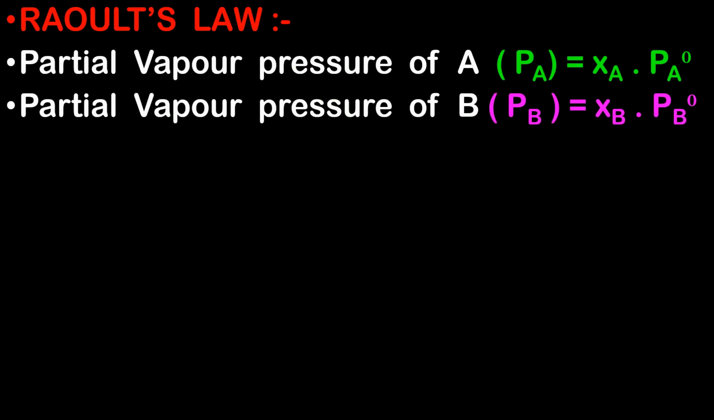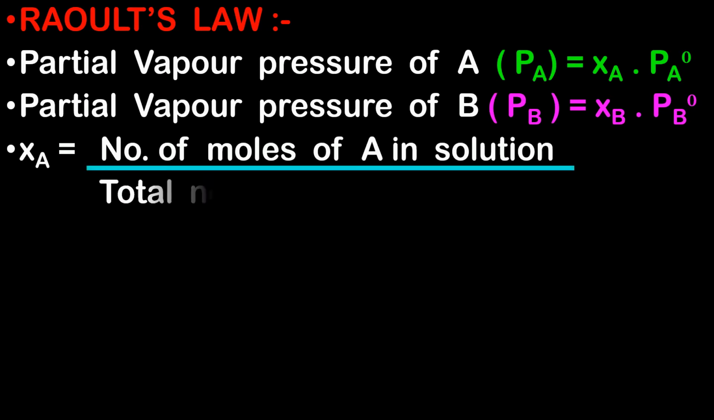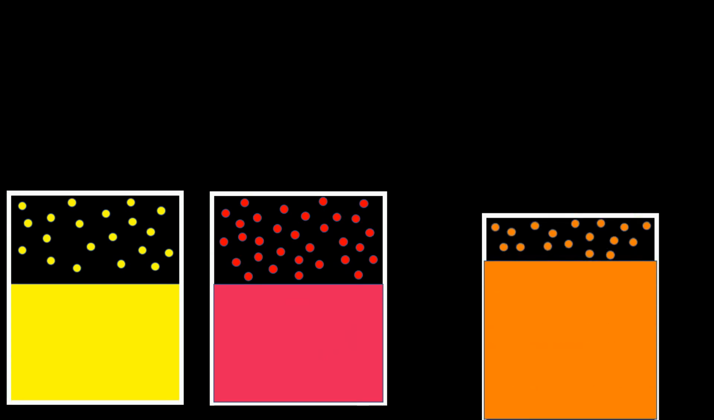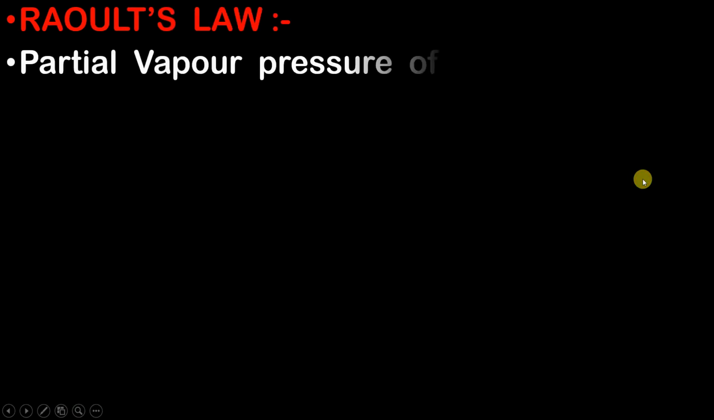Now let us understand what is the meaning of mole fraction. For mole fraction, we have a very simple formula: mole fraction of A is equals to number of moles of A in solution divided by total number of moles of solution. Which solution? See this solution. This is your solution. So the number of moles of A present in this solution will come in the numerator, and total number of moles of solution will come in the denominator. Clear with this? So I hope you have understood what is mole fraction as well.